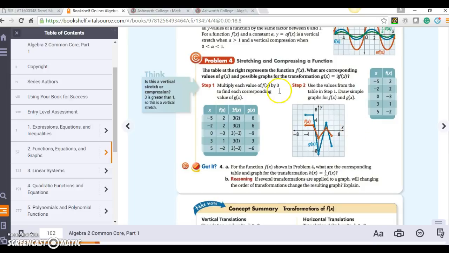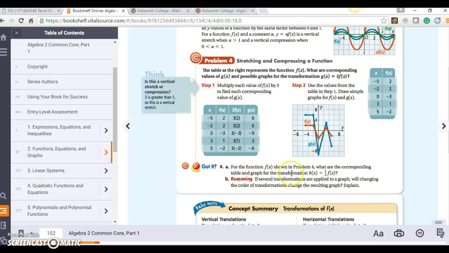a stretch. So it says the table at the right represents a function f of x. So here's my function f of x. It says what are the corresponding values of g of x and possible graphs for the transformation g of x equals 3 times f of x. So that means I'm going to take everything and multiply it by 3. All of my y values, my f of x values, I multiply by 3. And as you can see, the red one is the original function, and by multiplying by 3, you see it gets closer to the y-axis here.